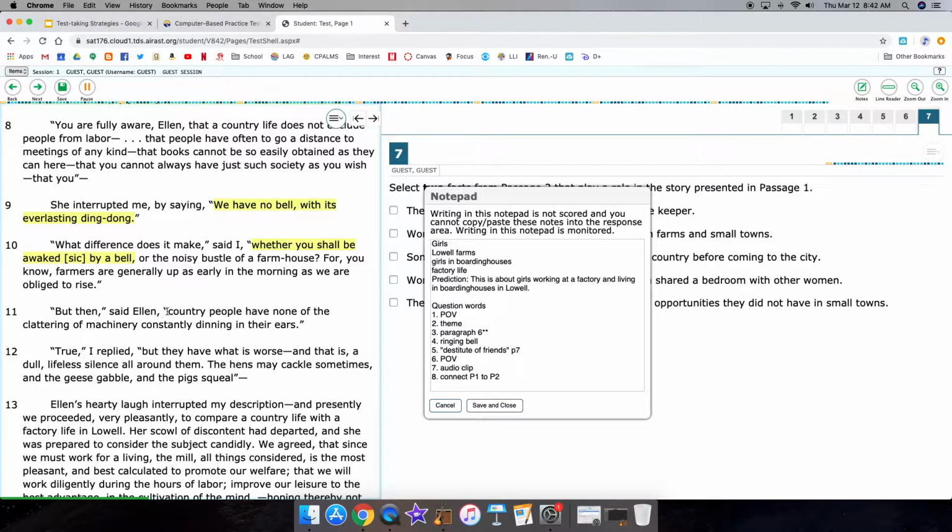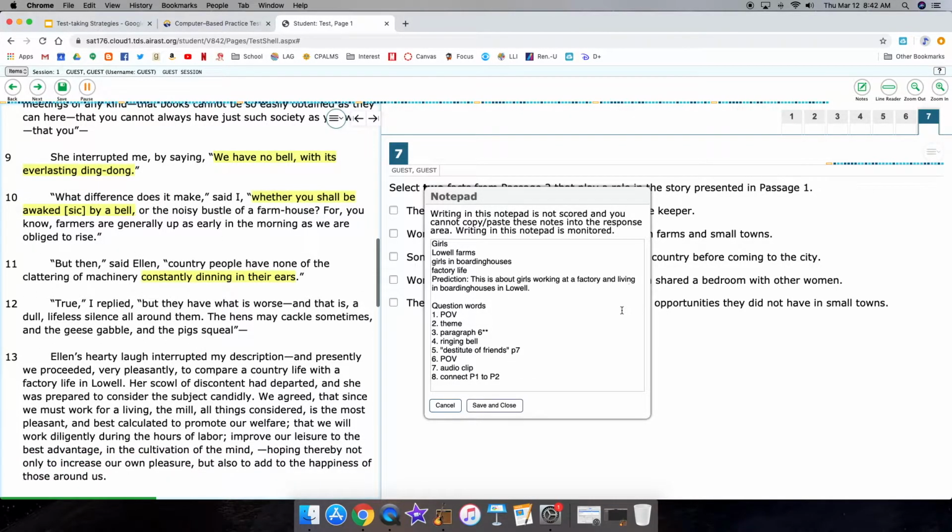So maybe that's noise like the bell. It's something bothering her. It's always constantly in her ears. I'm going to highlight that connecting to the bell in some way. And maybe Ellen's point of view. Things are stressing her out.